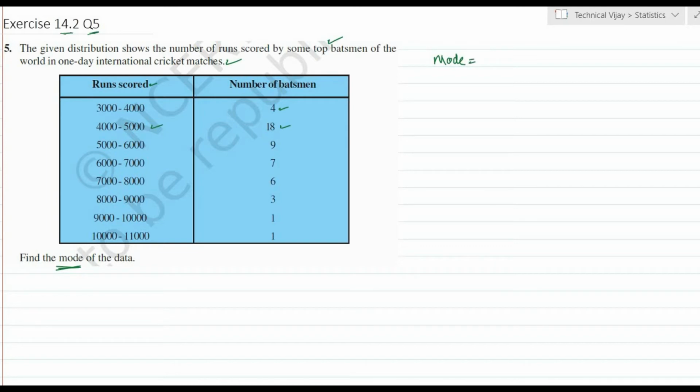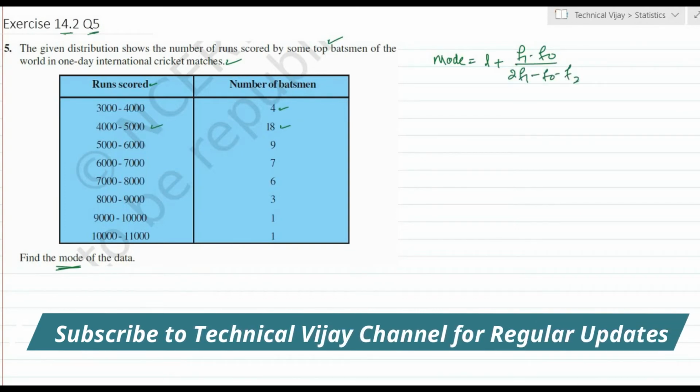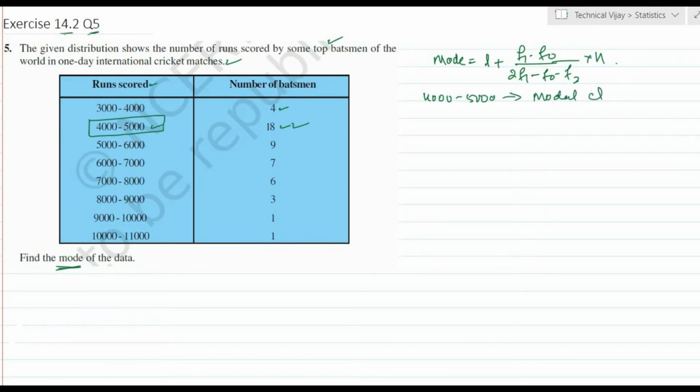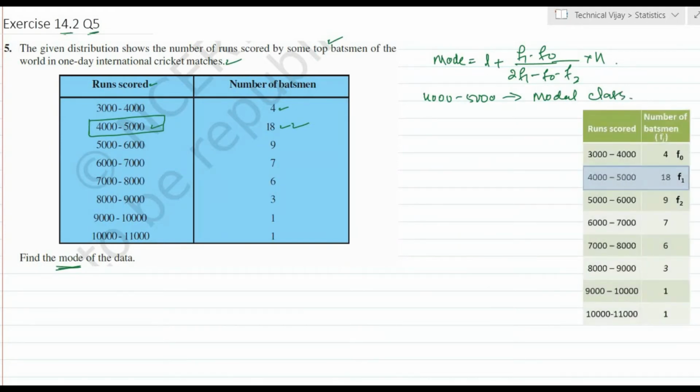Mode is nothing but what? Mode is equal to L plus F1 minus F0 divided by 2 F1 minus F0 minus F2, into H. This is the formula. Before going to that, what we have to calculate? We have to calculate the highest frequency, that is the highest number of batsmen. Here 18, so we consider this as the modal class, that is 4000 to 5000 is the modal class. Okay, modal class. The table I will write here.